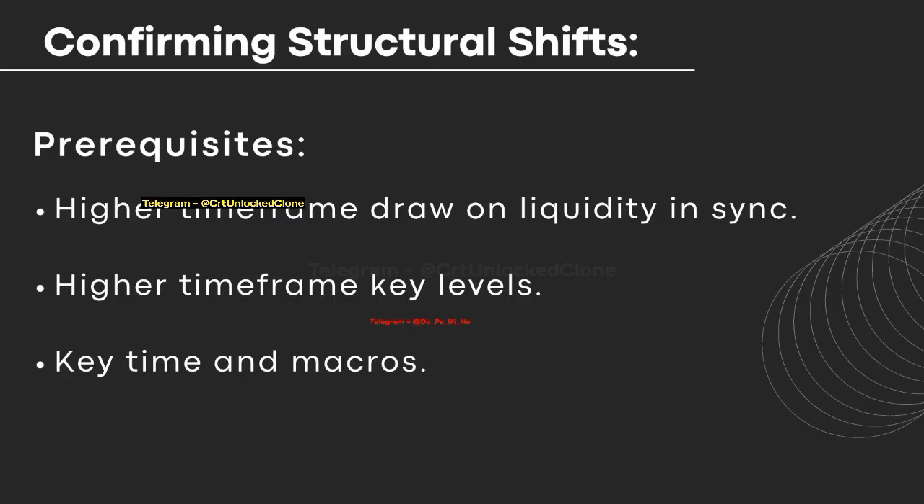Similarly, the most accurate, precise, and significant shifts and changes occur during key times in macro. For example, they occur during important days or during kill zones, right? So this is also an aspect you could add to your arsenal when looking for shifts: at key times, at higher time frame key levels, and only in the direction of the higher time frame drawn liquidity. These are the prerequisites that must be followed, otherwise you'll be inaccurate and imprecise.